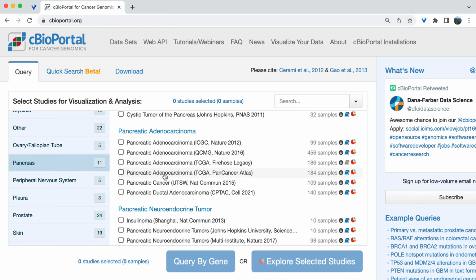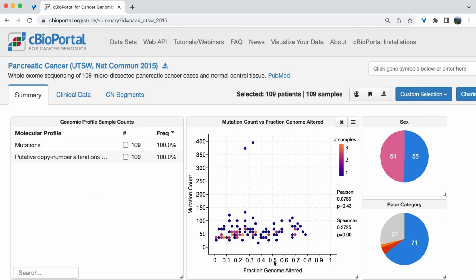If we are interested in this study here, pancreatic cancer at UT Southwest with 109 samples, we would check the box next to the study and then hit Explore Selected Studies. The page will refresh with data from only that study.